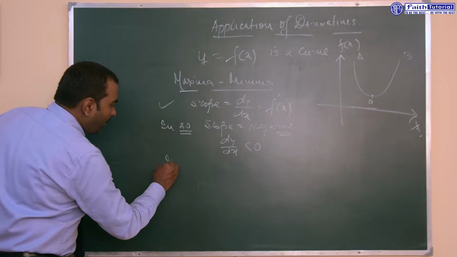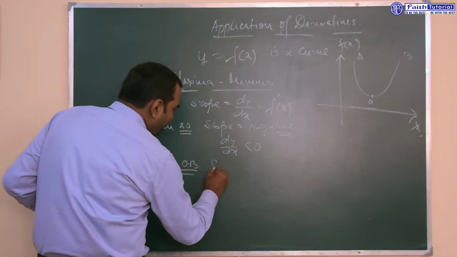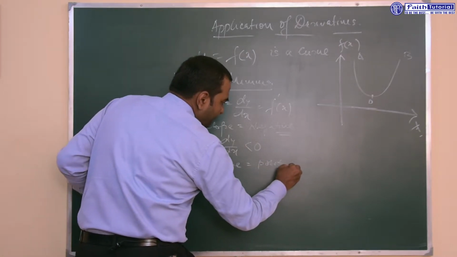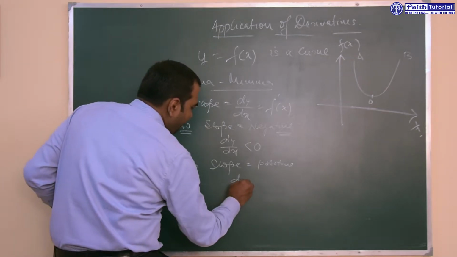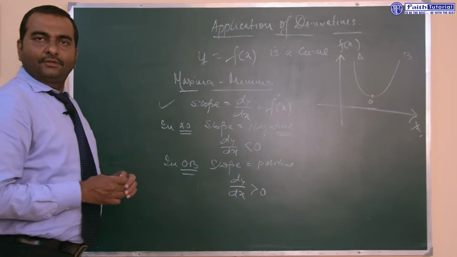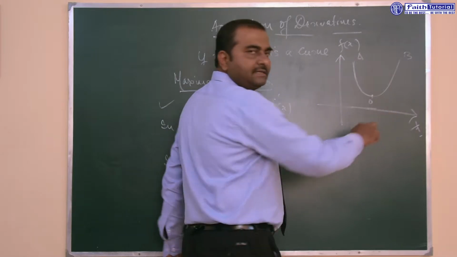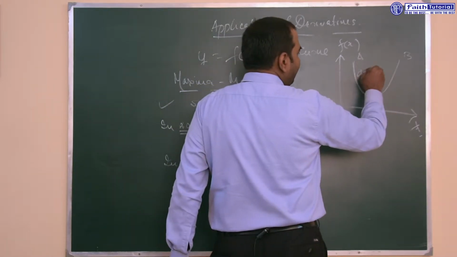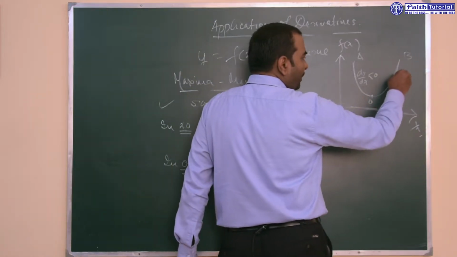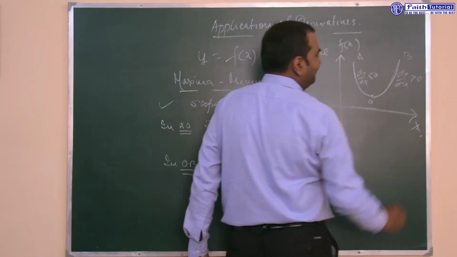While in the region of OB, the slope is positive, that means dy by dx will be greater than 0. So we are seeing that this is the region in which the curve is downward sloping, that's dy by dx is less than 0, and in the region of OB, dy by dx is greater than 0.